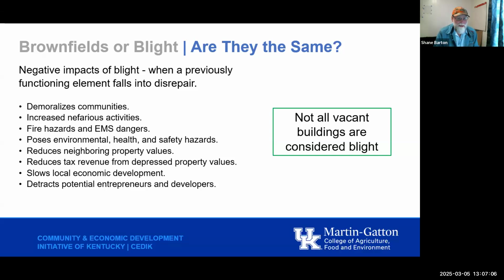They reduce or depress adjacent property values. They often will impact tax revenues as related to those property values. They can slow economic development.